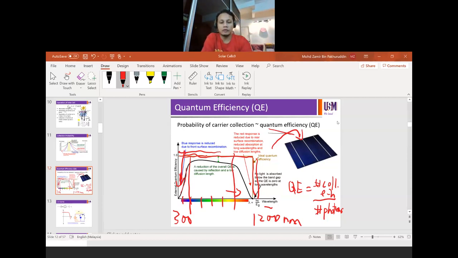And if you see the red mark here, the red response is due to rear surface recombination. Macam tadi saya beritahu tadi kan, quality of the passivation and stuff, right? So it actually reflects the quality of each region in the solar cell.